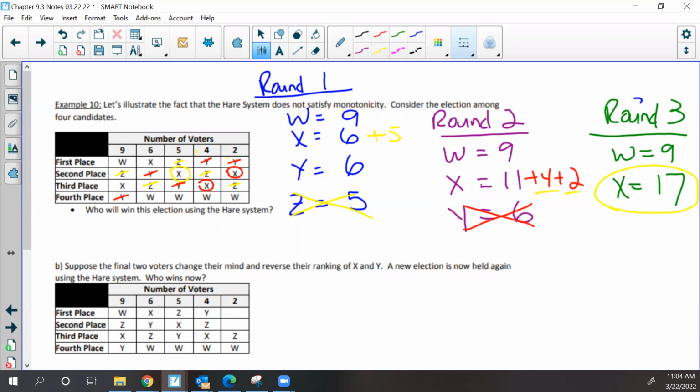So you scratch them off, it's like they're eliminated. The one with the fewest votes goes away, and we call it first place, even though after we scratch them off, they're in second or third place. Then their points go to another individual. How would you figure out which one they go to?